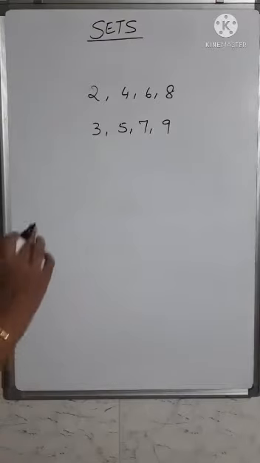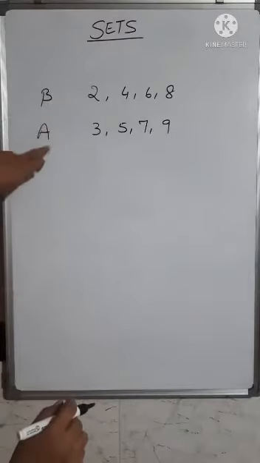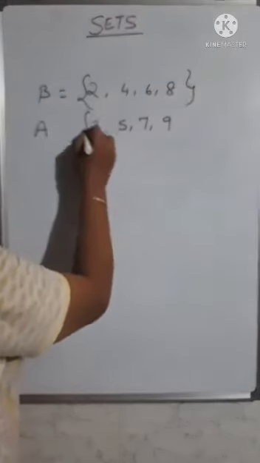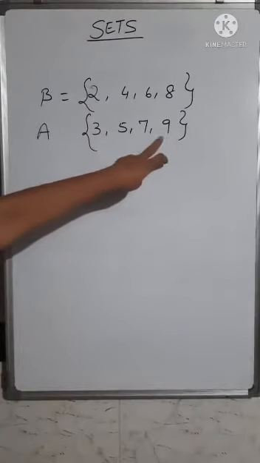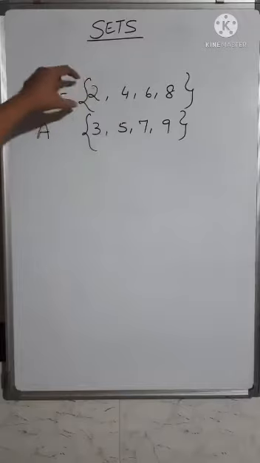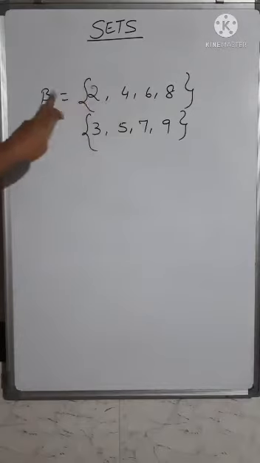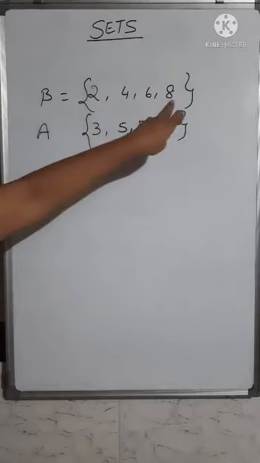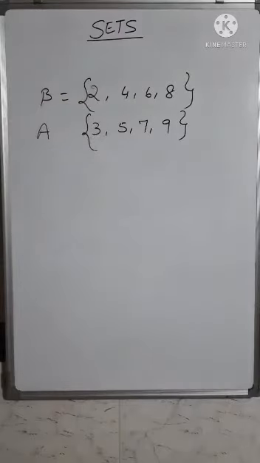Now a set is always represented by a capital letter. Set is always represented by capital letters, and you write the set between curly brackets. The elements, these are called the elements of the set, are always written within the curly brackets. So this is how you write the set. You put a comma in between the elements of the set and write them within the curly brackets.